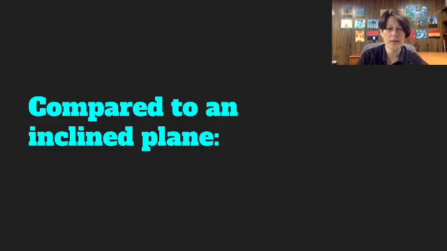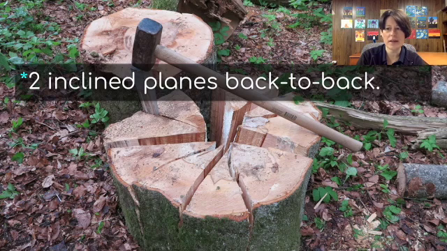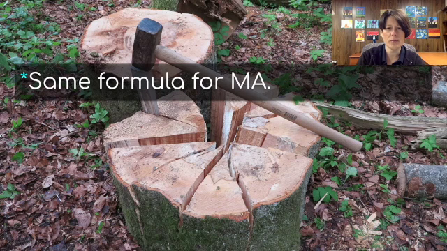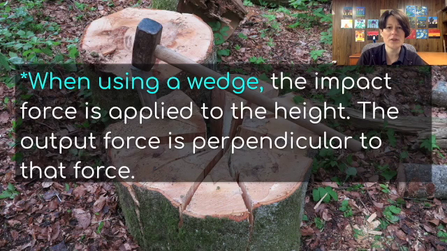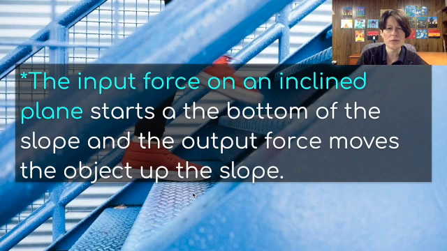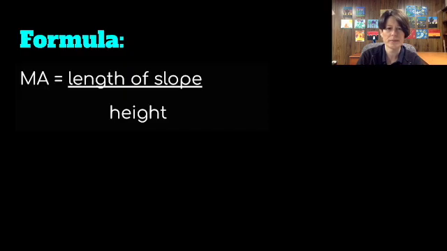So compared to an inclined plane, it is two inclined planes back to back. It has the same formula for mechanical advantage. And when using a wedge, the impact force is applied to the height. The output force is perpendicular to that force. So we're applying it to this height area, and it's perpendicular. The input force on an inclined plane, on the other hand, starts at the bottom of the slope, and the output force moves the object up the slope. So our formula is the same as for an inclined plane. Mechanical advantage equals the length of the slope divided by the height.